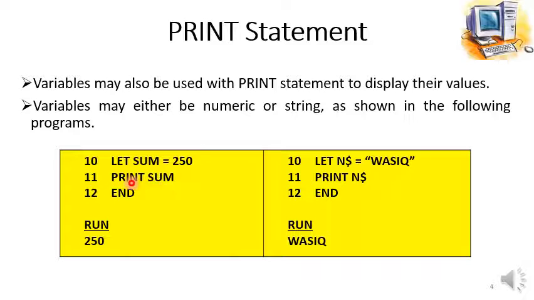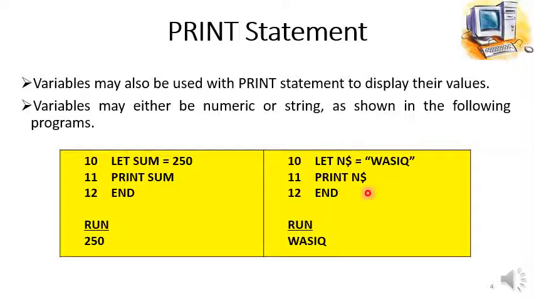Now in the second statement we just want to display the value of sum, which is actually a variable, and the value is 250. So whenever we execute this program, this will be the result. 250 is the output, which is just because of this print statement which displays the value of sum.